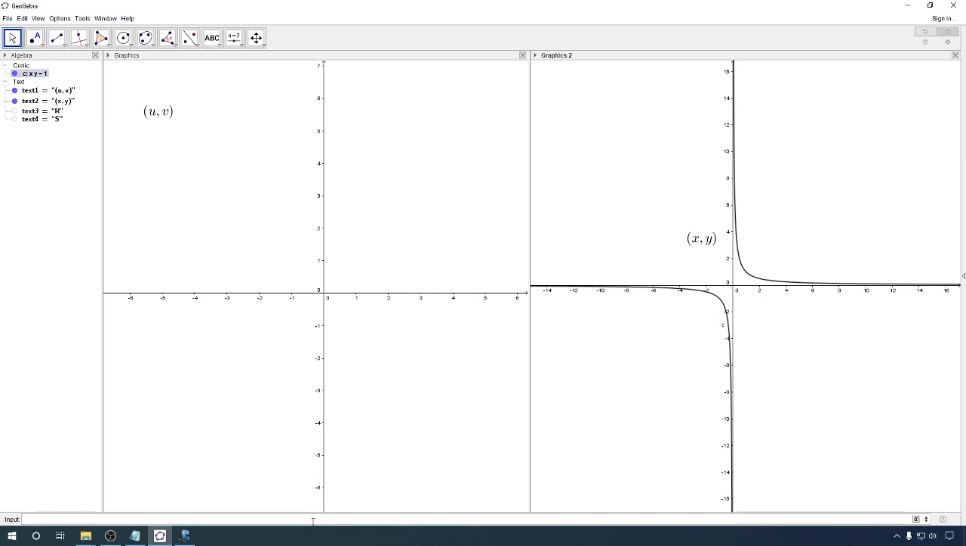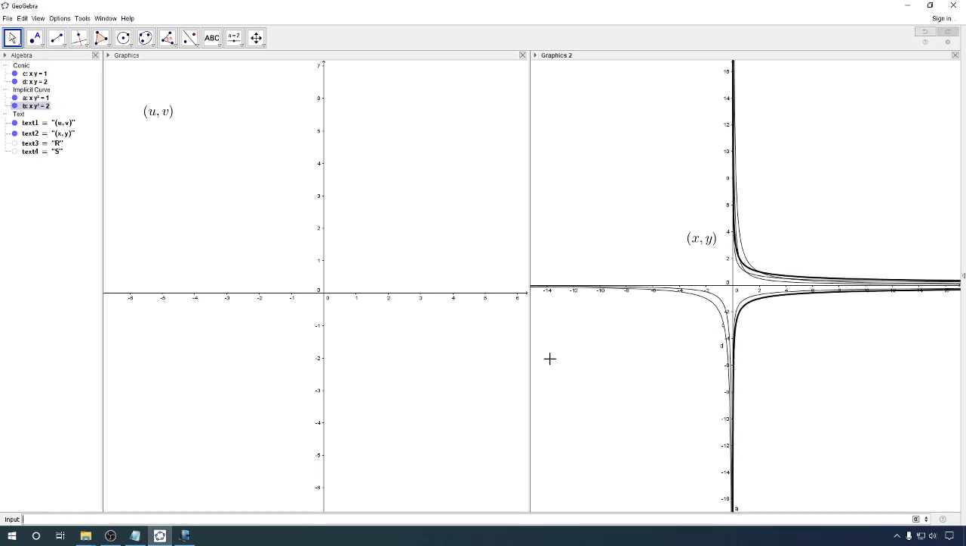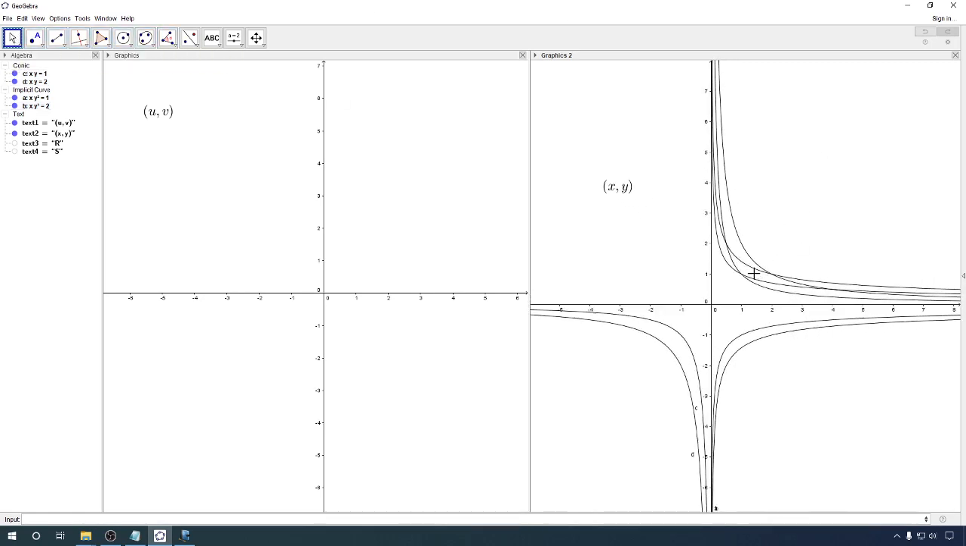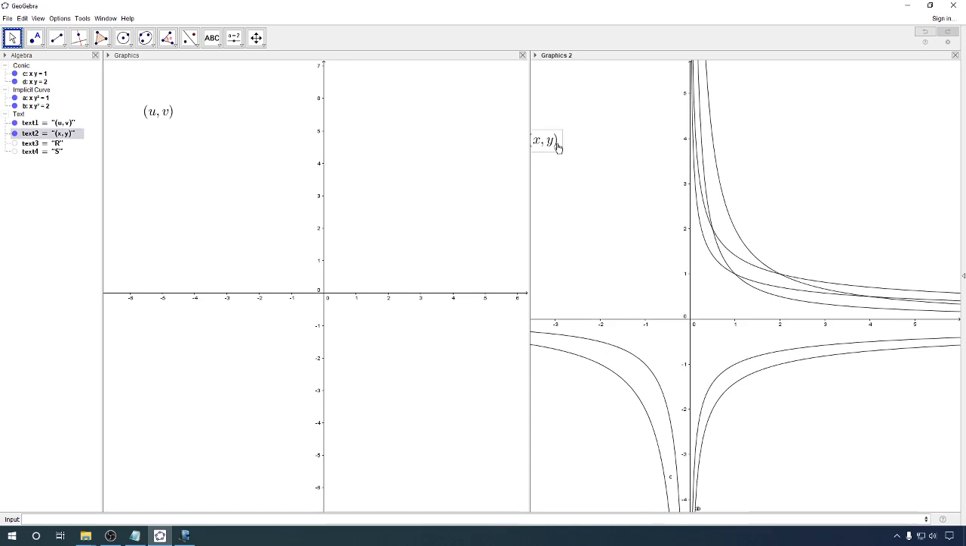So x times y equals 1 is a hyperbola, in fact. So is x times y equals 2. X times y squared equals 1 is not actually a hyperbola, but it looks pretty similar. And x times y squared equals 2 is another curve like that. It looks really busy here, but we're just concerned with what's happening in our first quadrant.